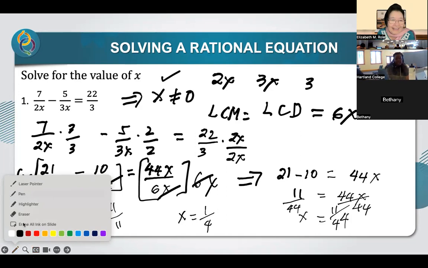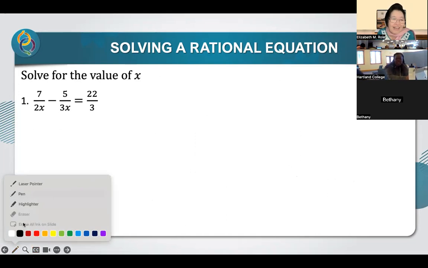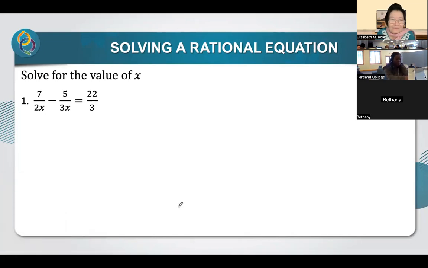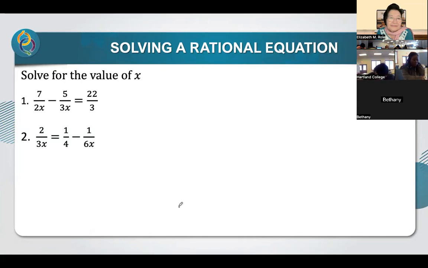All right. Let's try another problem. Here: 2 over 3x equals 1/4 minus 1 over 6x. Will you please try that? 1/4 minus... Okay, LCM. What's your LCM?